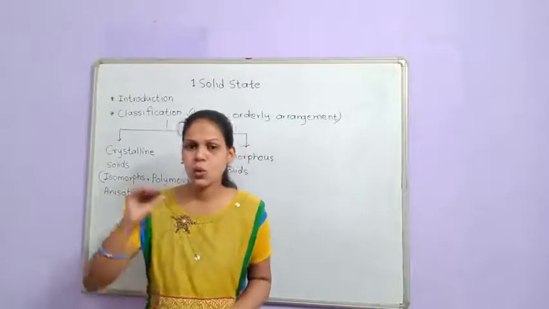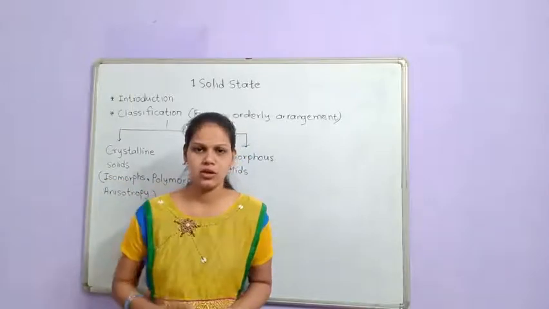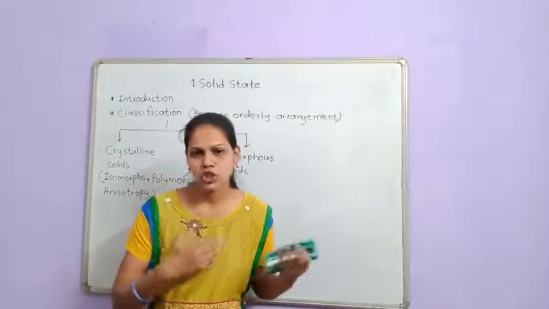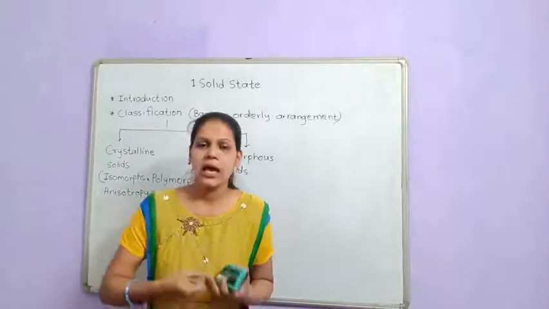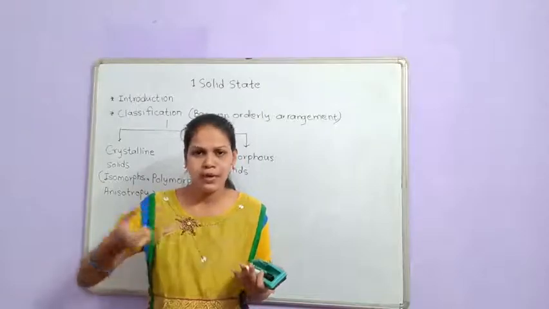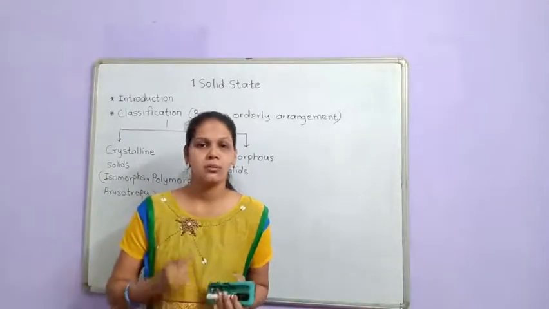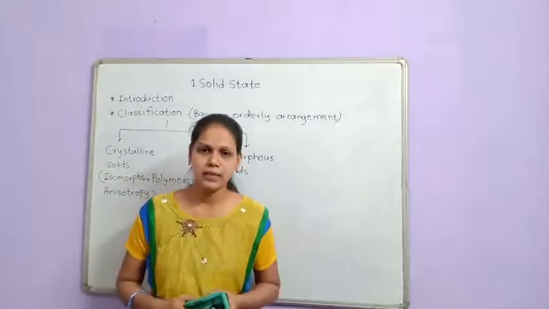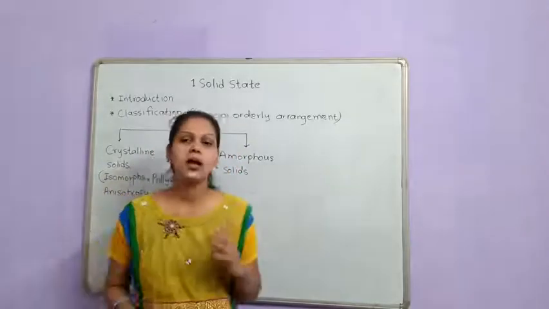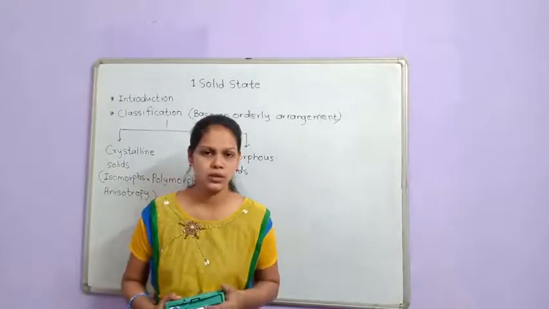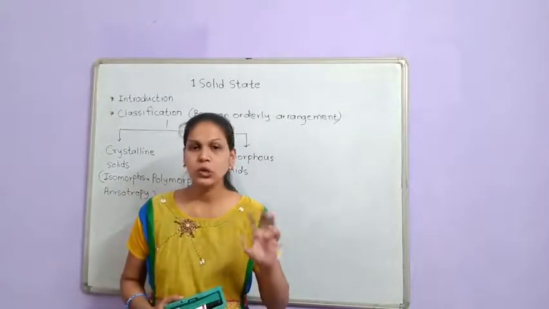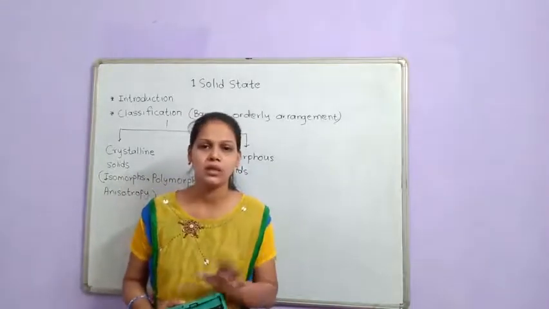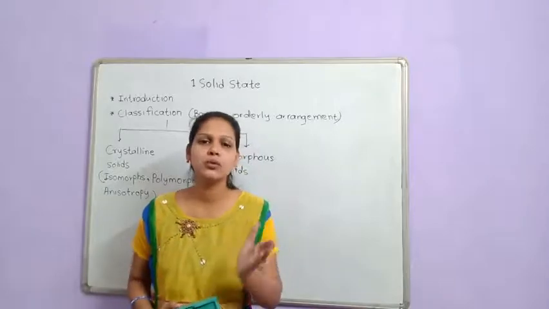They will melt over a range of temperature. First, molecules will get separated from each other, then the solid will become less viscous, and then they will melt over the entire range of temperature. Means when they melt, temperature doesn't remain constant for their melting. Therefore, they are called amorphous or pseudo-solids.